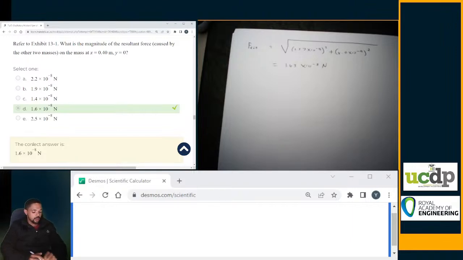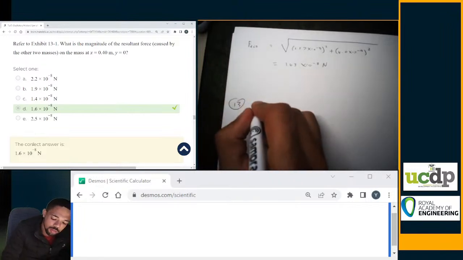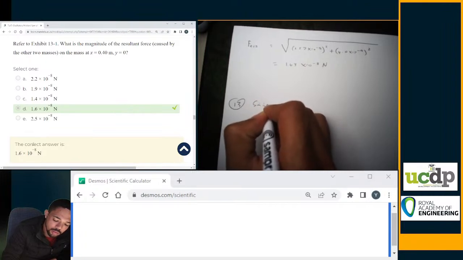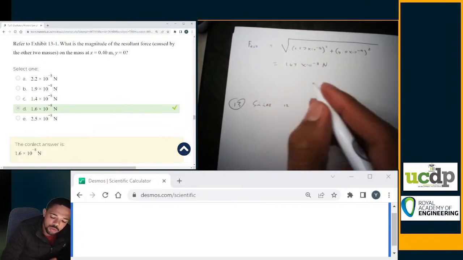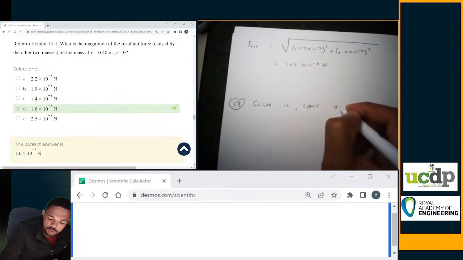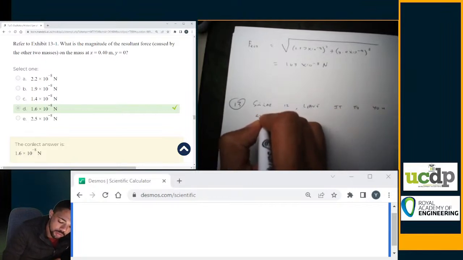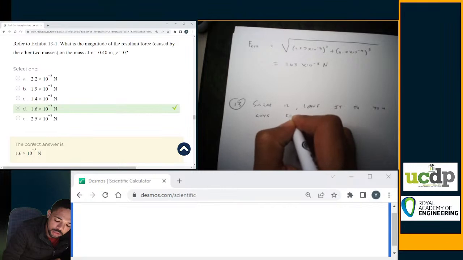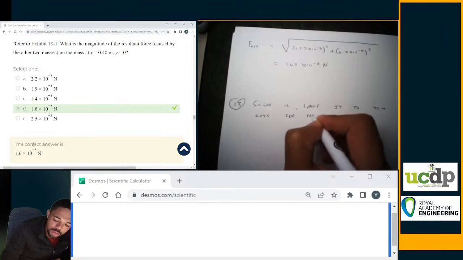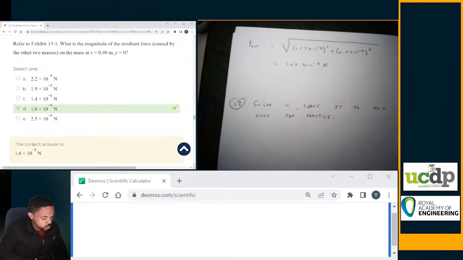Now, as we are running out of time, the next problem, problem number 13, is very similar to number 12, and I will leave it to you guys for practice, as I am running out of time in this session, because I still want to do the last two.